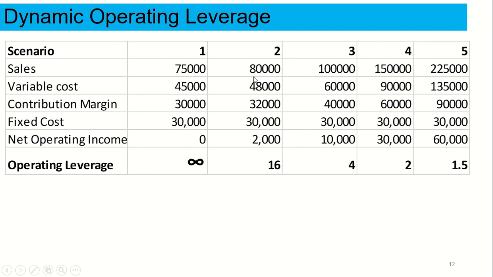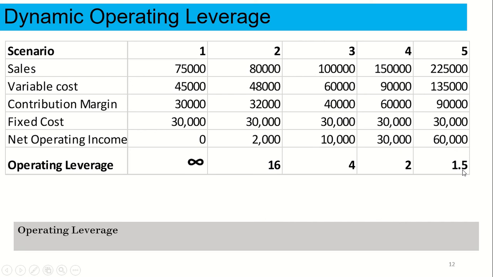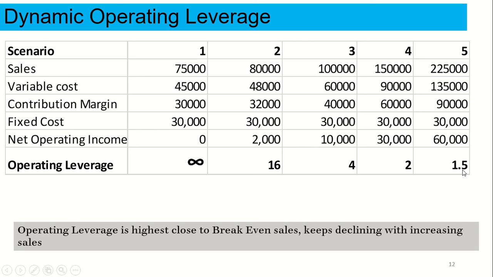And as and when we keep increasing our sales up to 225,000, we see that operating leverage starts declining from 16 all the way down to 1.5. So what does this mean? Operating leverage is highest close to the break-even sales, and it keeps declining with increasing sales.